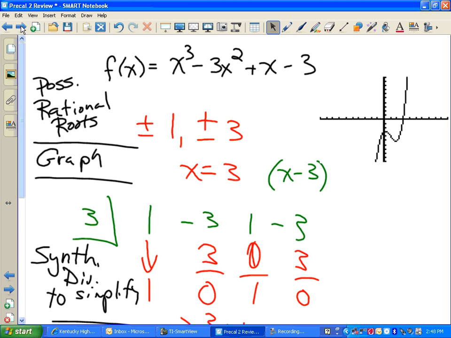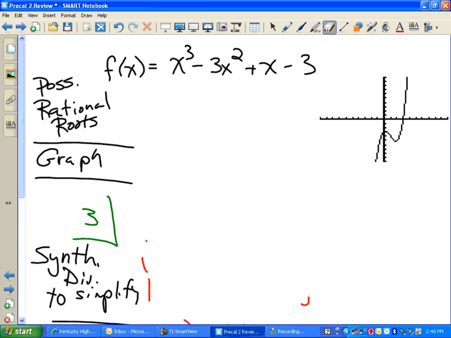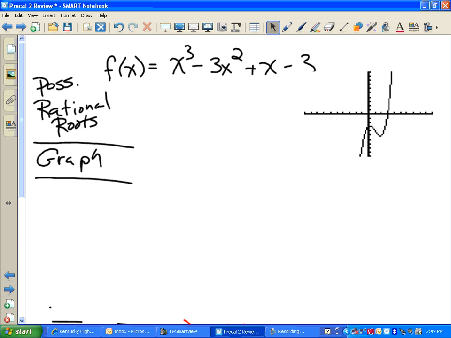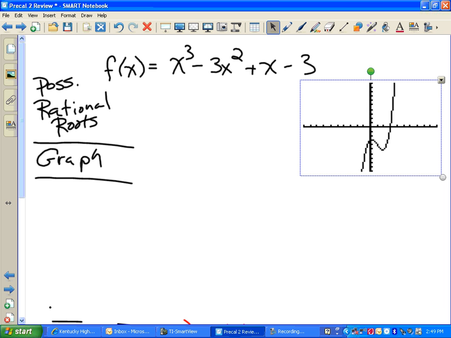That's that section. So let me erase this and start all over with actually working with an equation, because you will have a problem like this on the test. If you all want to write this one down, you can and work with it. It's x cubed minus 3x squared plus x minus 3. I'll save you the trouble of graphing it on your graphing calculator. The graph looks like this.